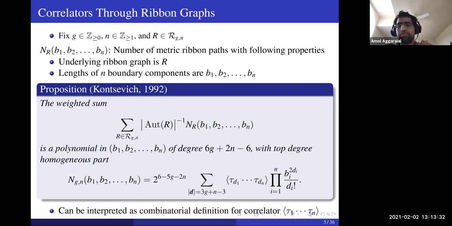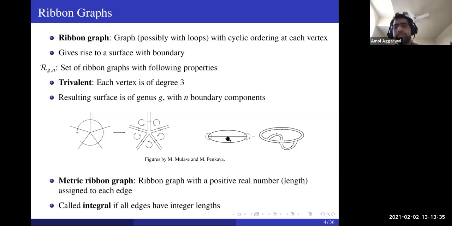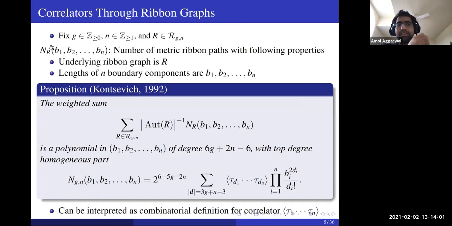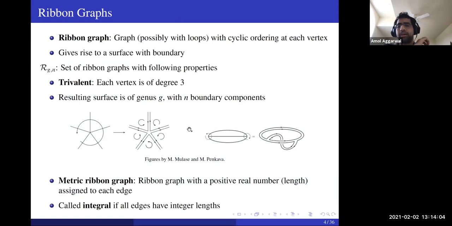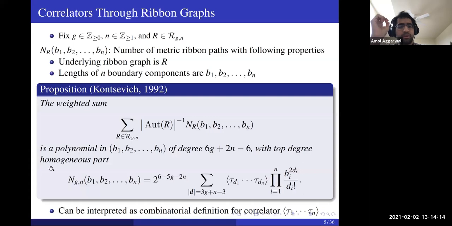So maybe as a quick example, I'll just do this by hand. As you can see here, I have this ribbon graph. As I mentioned before, it has one boundary component. Its genus is one. There are three edges here, so I have to assign integer lengths to these three edges of the ribbon graph in such a way that the length of the boundary component, which is basically the sum of all of them, is equal to b. That's what this N_{g,n}(b) is counting. So you're asking for the number of ways to split b into three parts. That's approximately b squared over two, so this number is going to be, in leading order, around b squared over two.